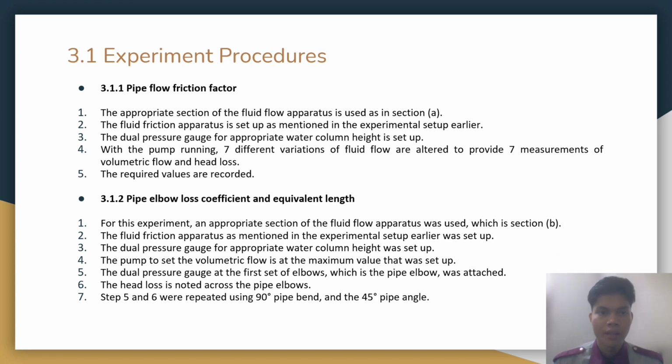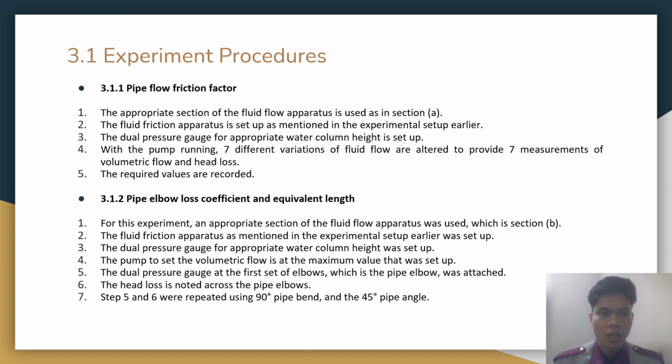Number 1, the appropriate section of the fluid flow apparatus is used, as in section A. Number 2, the fluid friction apparatus is set up as mentioned in the experimental setup earlier. 3, the dual pressure gauge for appropriate water column height is set up. 4, with the pump running, 7 different variations of fluid flows are altered to provide 7 measurements of volumetric flow and head loss. Number 5, the required values are recorded. For the second procedure, pipe elbow loss coefficient and equivalent length.